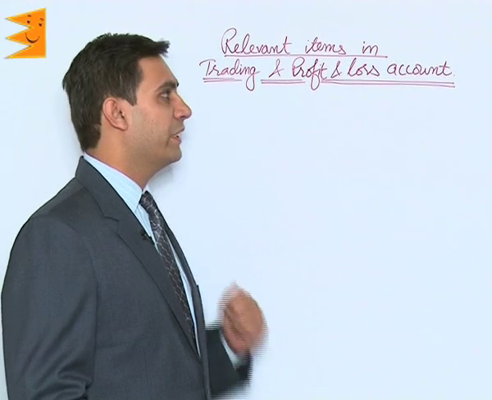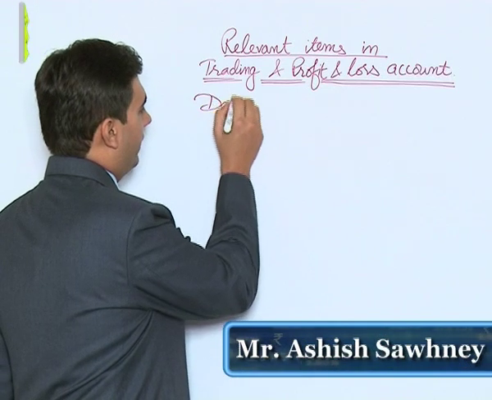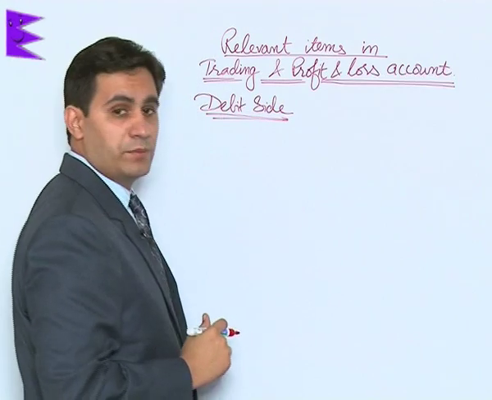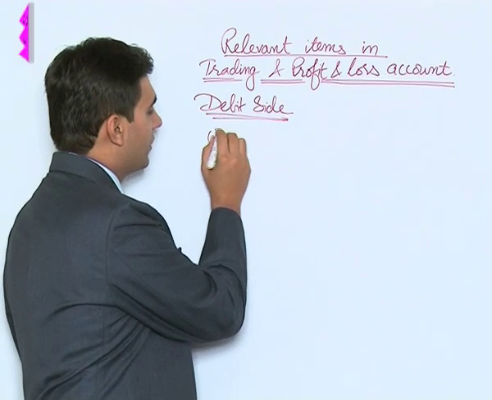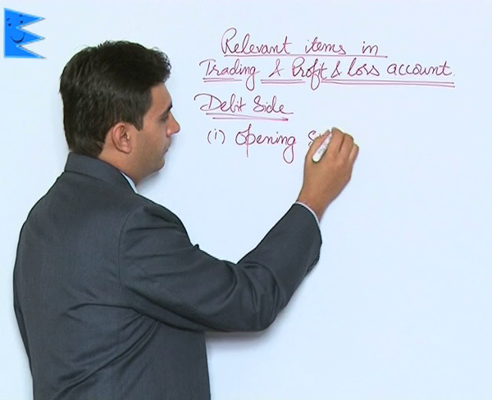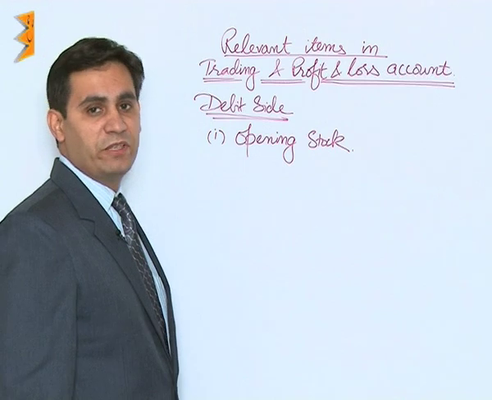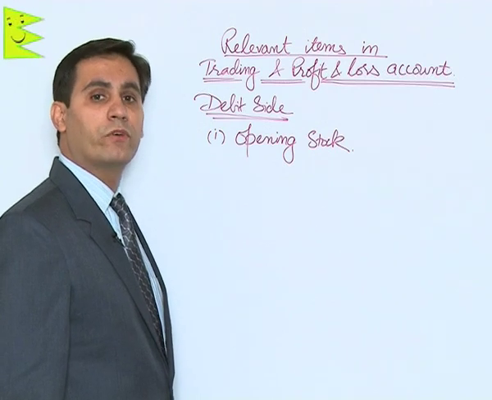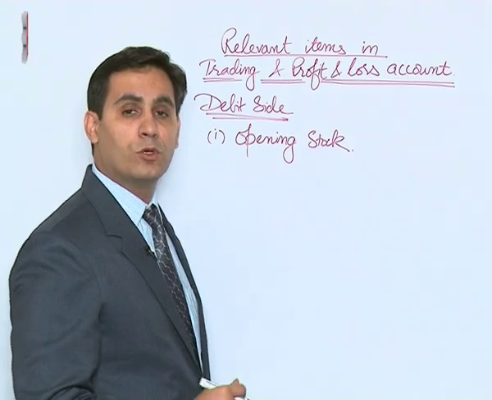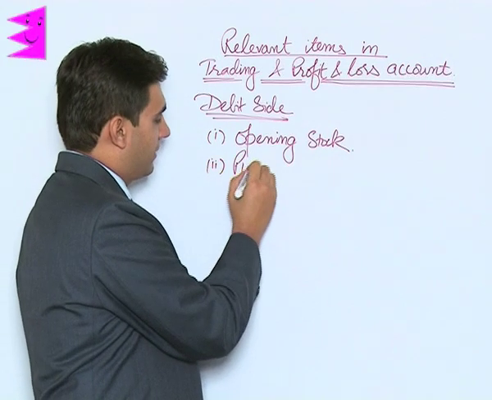Coming to various items that appear in the trading and profit and loss account. So first of all, we are starting from the debit side. Various items that appear on the debit side are, the first of them being opening stock. Now students, any stock that was left over at the end of the previous year or was closing stock for the previous year would now be used in this year and hence has to be brought down on the debit side as opening stock.